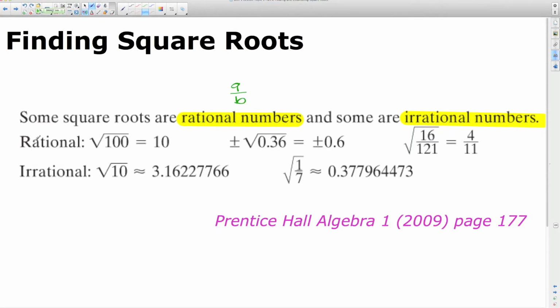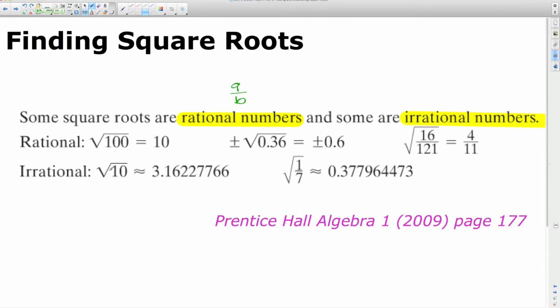Here are some examples. A rational number example would be the square root of 100, because 10 squared is 100. Here, using your calculator or some basic math skills, the square root of 0.36 is 0.6, and that would be the positive negative square root. And the reason that this is considered a rational number is it can be written as 6/10 and then reduced to 3/5. Here, the square root of 16 is 4, and the square root of 121 is 11. Again, expressed as a rational number, as a fraction a over b.